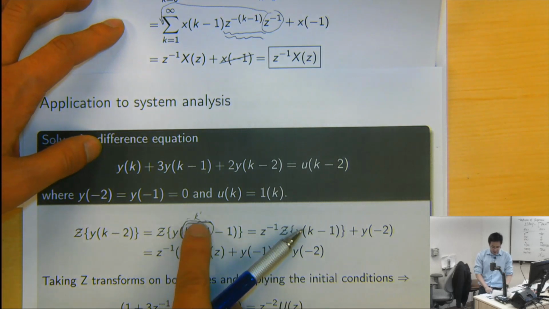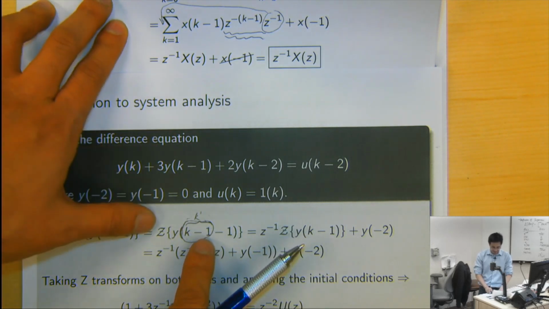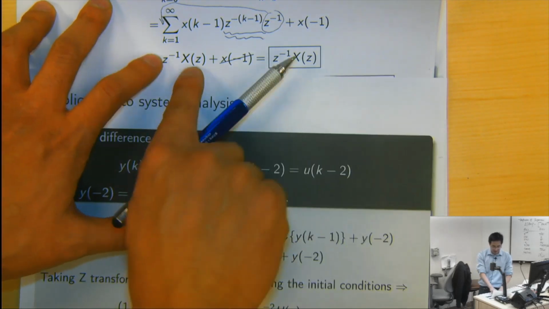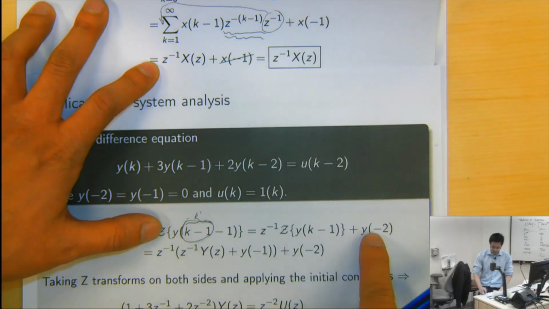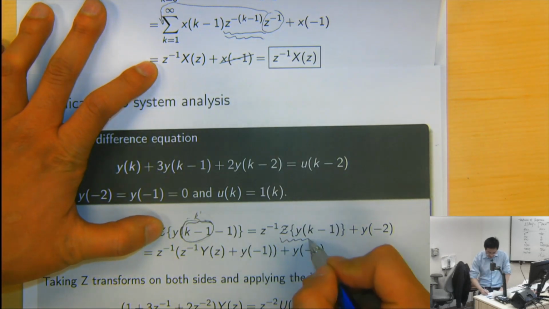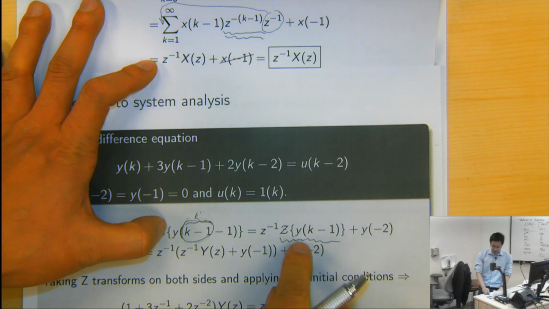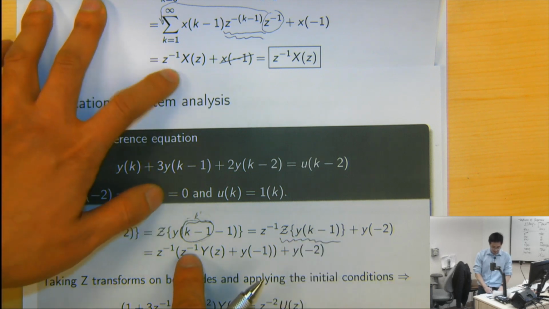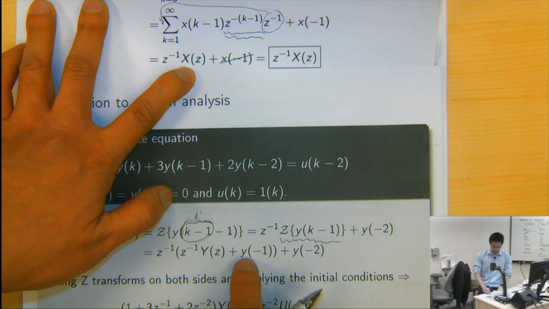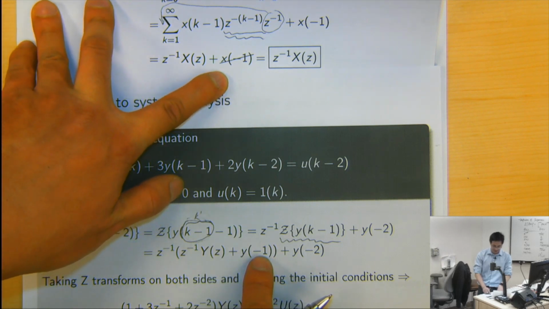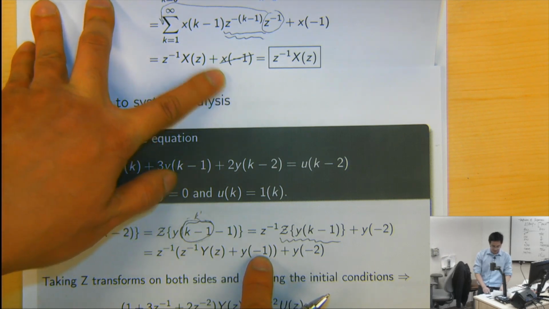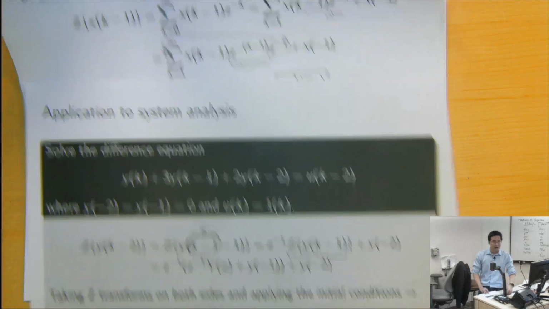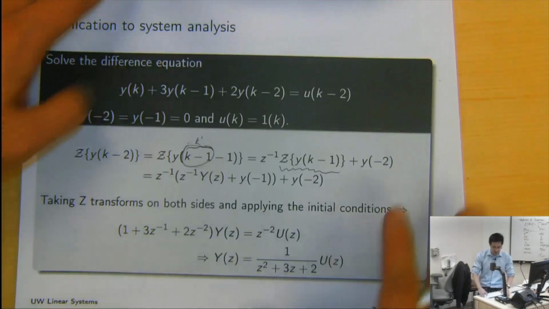Treat y k prime as a new sequence here. And then apply this formula once, we get this. And then apply the formula for a second time to derive the z transform of 1-step delayed sequence y k minus 1, which is z negative 1 y plus y minus 1. This is how rigorously we should be writing things out.